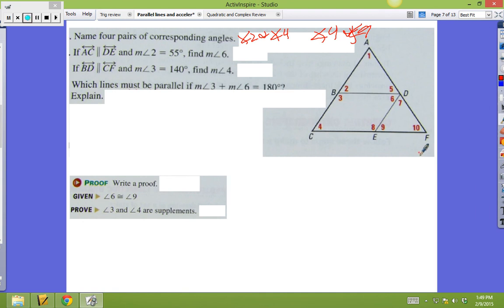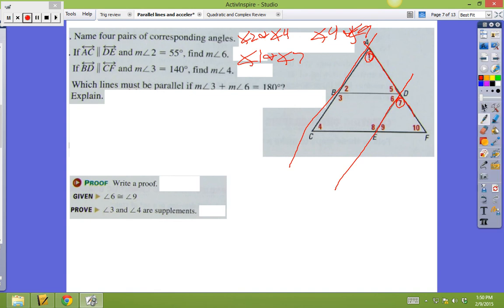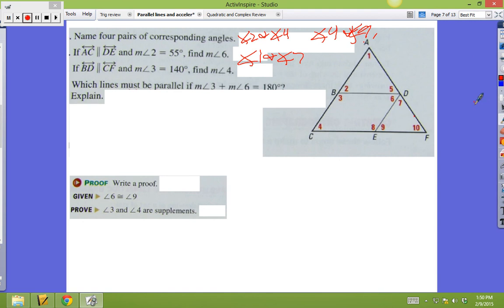The other 2 are over here, 1 and 7. So that means this line right here, if you extend it, and if you extend this, then this is your transversal that cuts them. So 1 and 7 are in the same location. And then your last pair, I think we can use, what are we going to use? Can we use this 5? I think we can show 5 and 10.